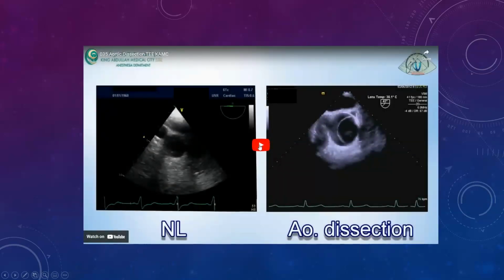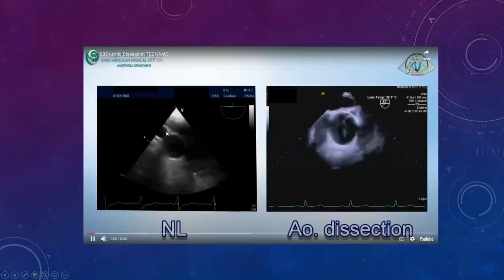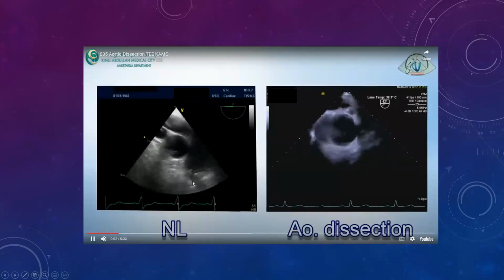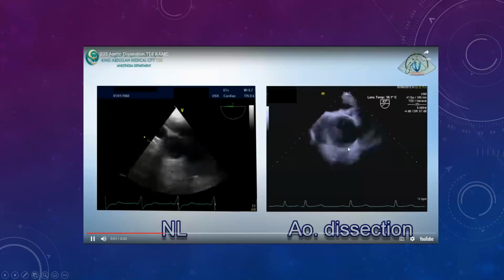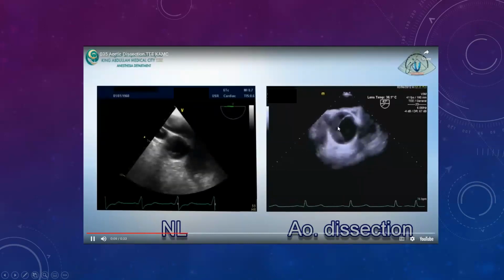Here we have that descending aorta. Or actually, no, this is a mid-esophageal ascending aorta in short axis, because you can see the IVC here, and this is the PA, the main PA and right pulmonary artery. That's a normal view. And then here, again, we see a dissection flap. Very bad.